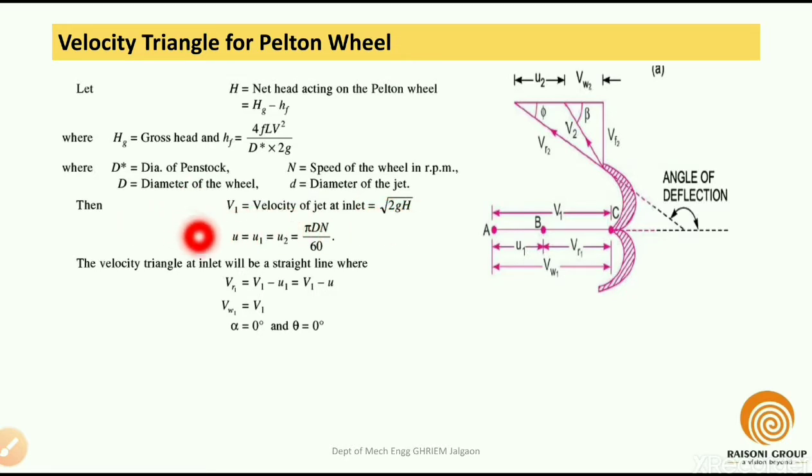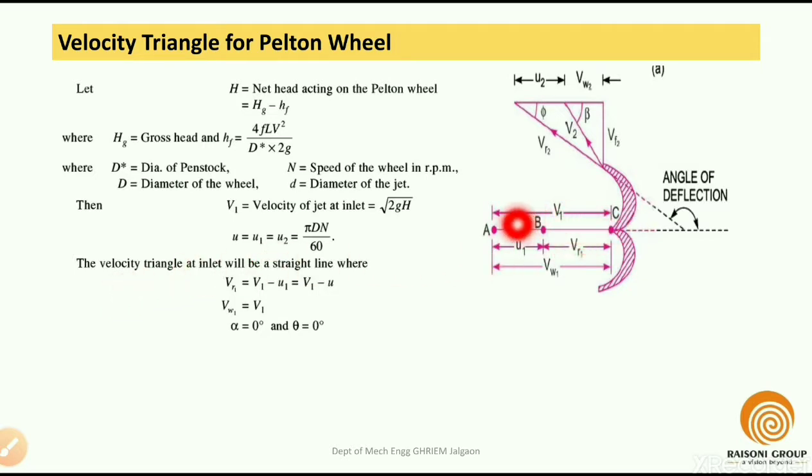Also here u is the tangential velocity. So u1 is the tangential velocity at the inlet, u2 is the tangential velocity at the outlet, and both these tangential velocities will be equal as it is a symmetric part, hence the tangential velocities at the inlet and outlet will be the same. We can calculate it by using the formula pi DN by 60. Using this formula we can calculate the tangential velocity. So the velocity triangle at the inlet will be a straight line.